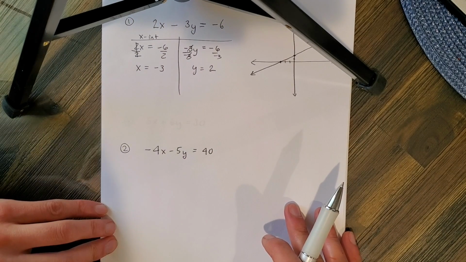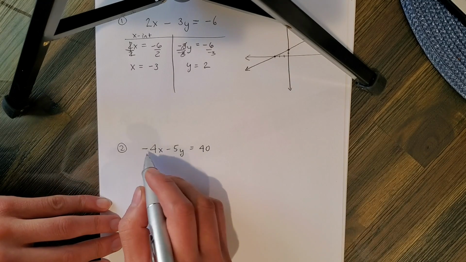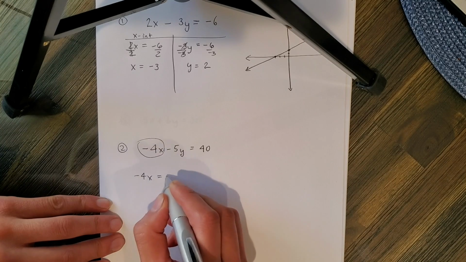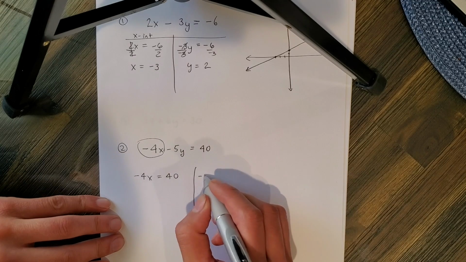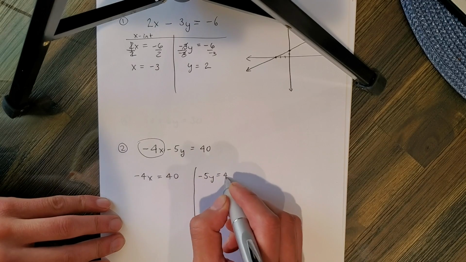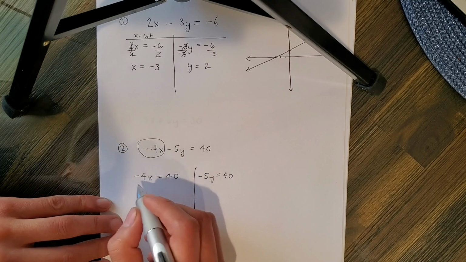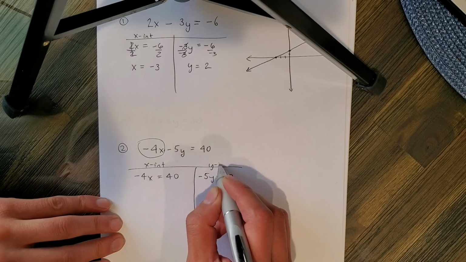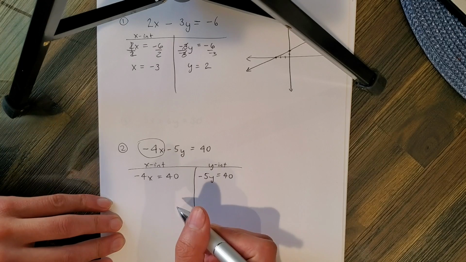So let's continue. Okay? Let's go ahead and find our x-intercept. So we're going to focus on the x term. So it's going to be negative 4x equals 40. And then for the other equation, I'm going to write negative 5y equals 40. Notice how they both equal the same number, 40. Okay, so let's find the x-intercept here, and then the y-intercept. And it doesn't matter which one you find first. You just got to make sure you find both of them.